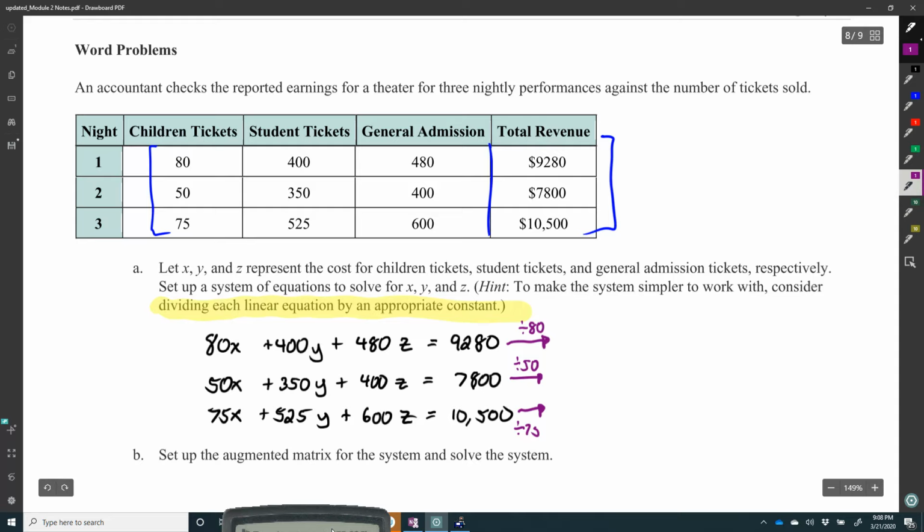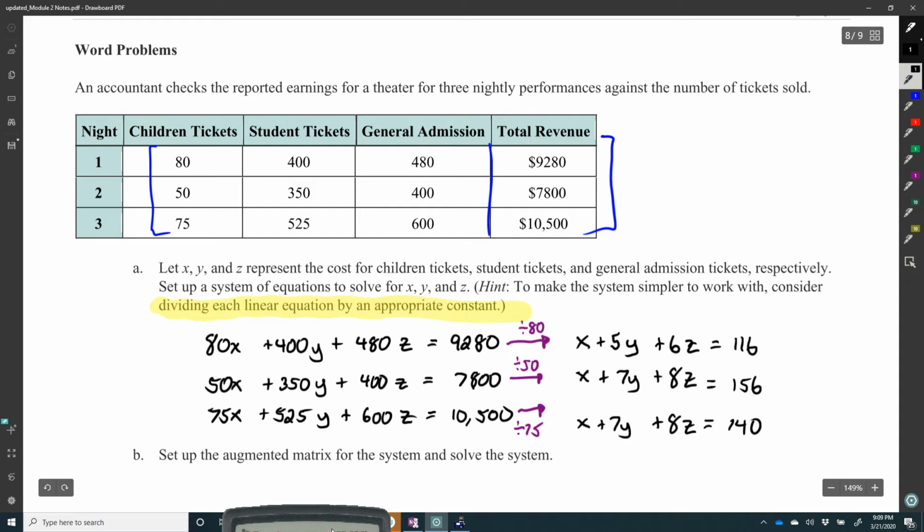So if I divide the first row by 80, I get x plus 5y plus 6z equals 116. Then I have x plus 7y plus 8z equals 156. And then x plus 7y plus 8z is equal to 140. So what do you notice about this problem, or what's going to happen?